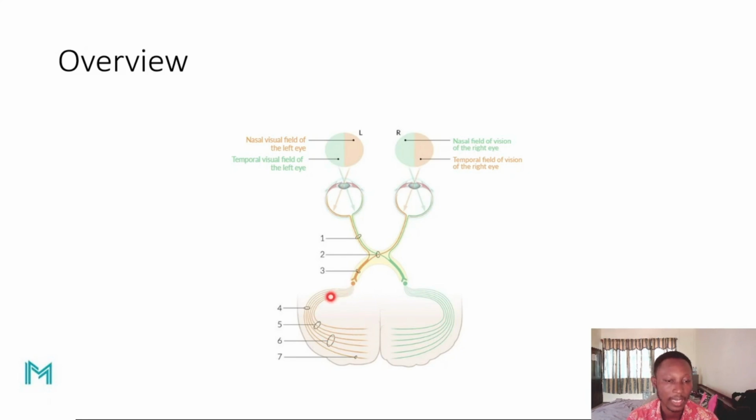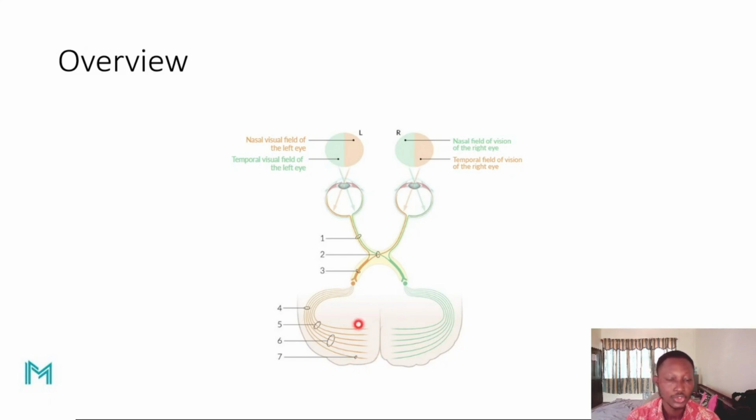So the upper radiations which pass to the parietal lobe are the posterior radiations, and then those that pass through the temporal lobe are the anterior radiations or the lateral radiations, and then they both converge at the primary visual cortex, which is in the occipital lobe.